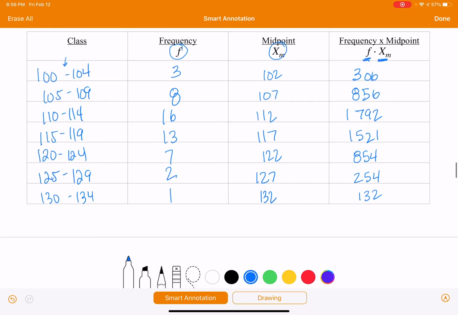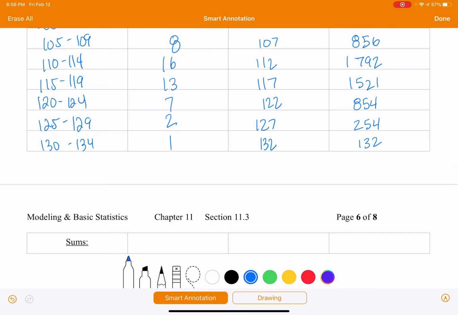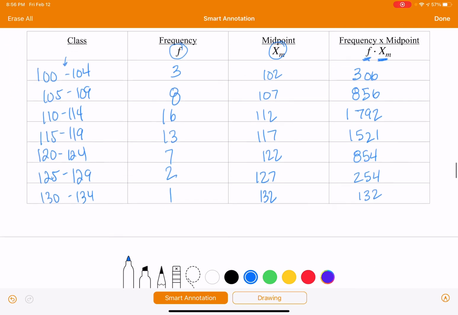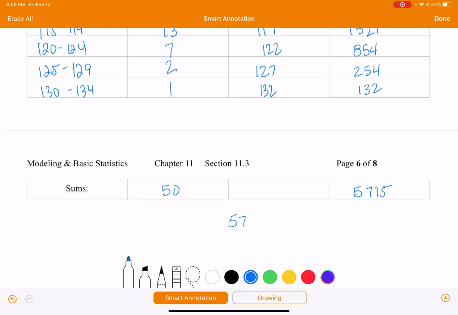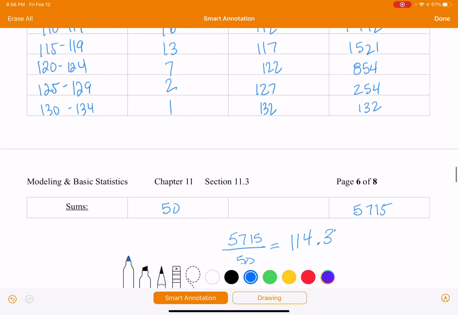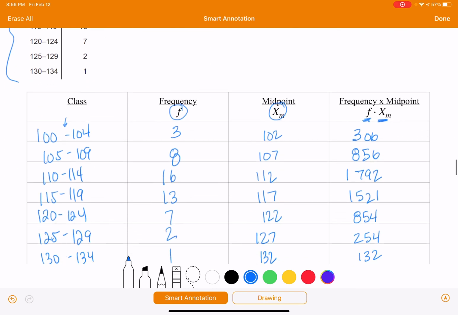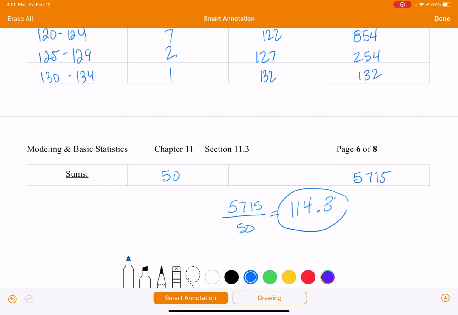So we're going to add these up, and that's where the sums comes in. The sum here is 5715. And we also want the sum of our frequencies, which is 50. We are going to divide by the sum of all frequencies, which is the total number of data values. So now we take 5715 and divide it by 50, and we get 114.3. We're talking about temperature, so that would be degrees. That would be our mean of our grouped data.